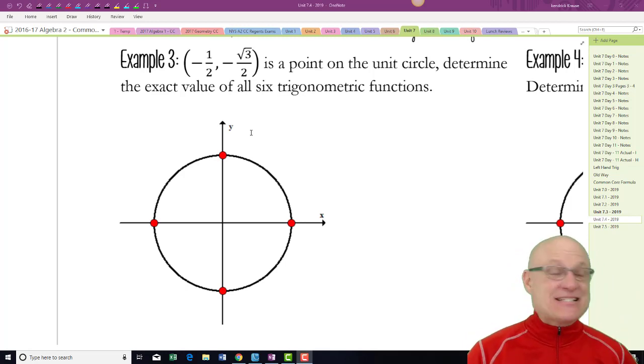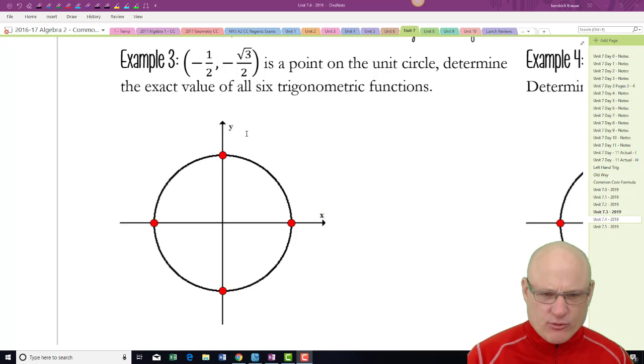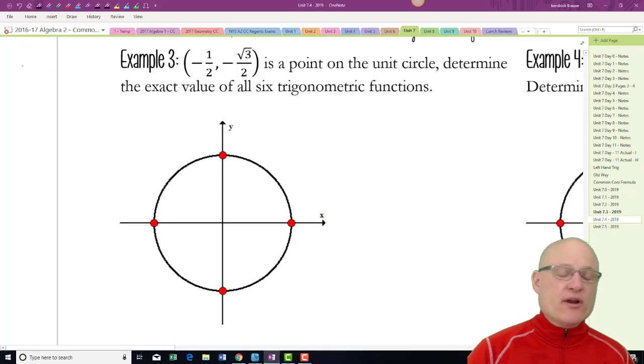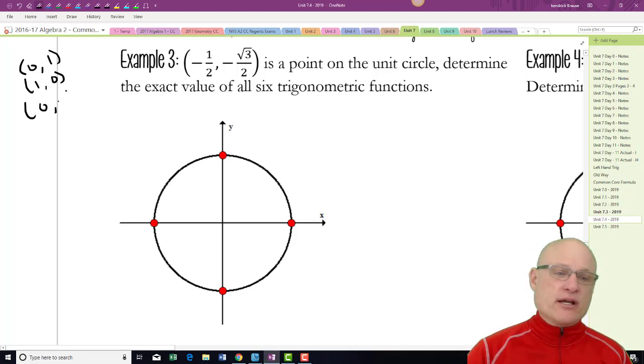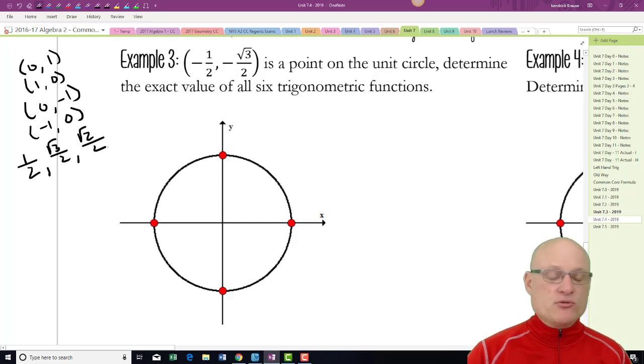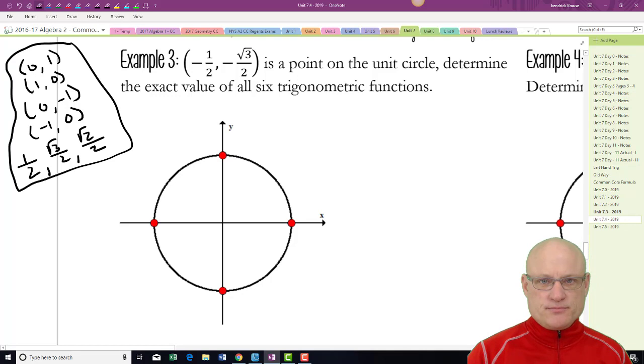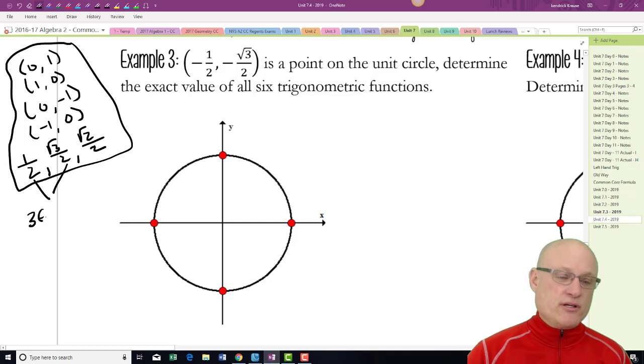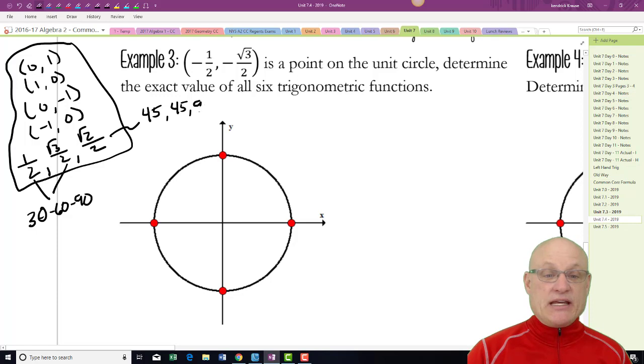New York State loves to ask these seemingly difficult questions, but they're actually really, really simple. What are the fractions we know? What are the points on the unit circle that we know? We know 0 and 1, 1 and 0, 0 and -1, negative 1 and 0. And then anything with 1/2, square root of 3 over 2, and square root of 2 over 2 is going to be a point on my unit circle. Now remember, 1/2 and square root of 3 over 2 go with a 30, 60, 90 right triangle. If you see square root of 2, that's going to go with a 45, 45, 90 right triangle.